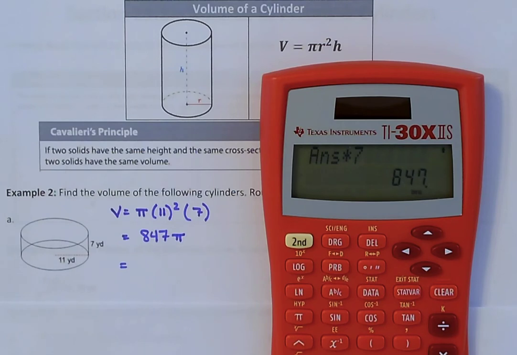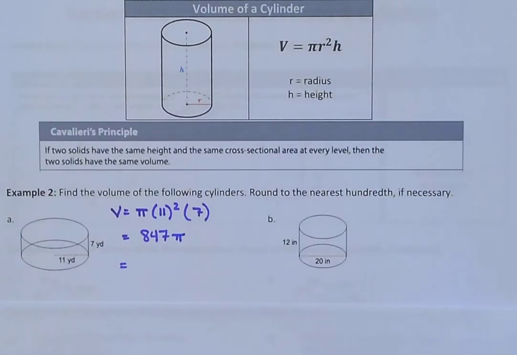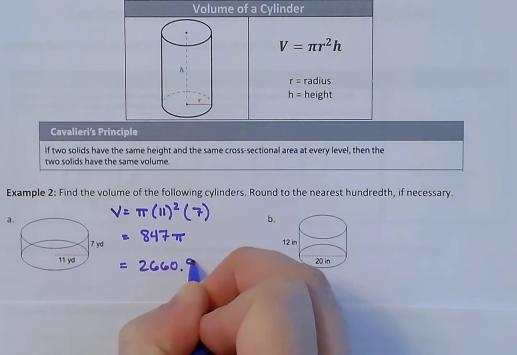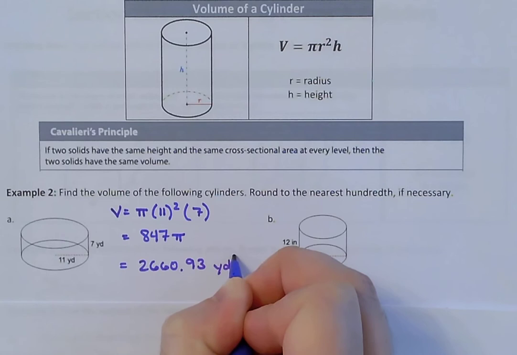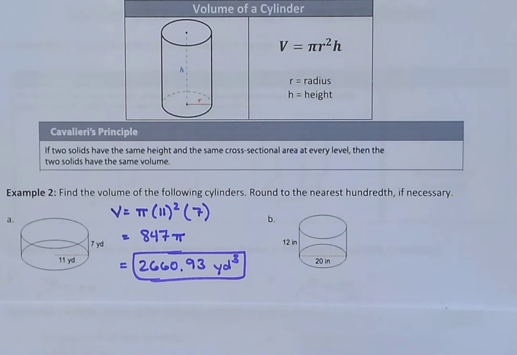If it wants pi multiplied in, and this one told us to round to the nearest hundredth, so we're going to do times pi, that 3.14, we end up with 2,660.928, and because we want to go to the nearest hundredth, that's 2 decimal places, so behind it is an 8, so we're going to round up to a 3. So 2,660.93 yards cubed, and that is the volume of that cylinder.